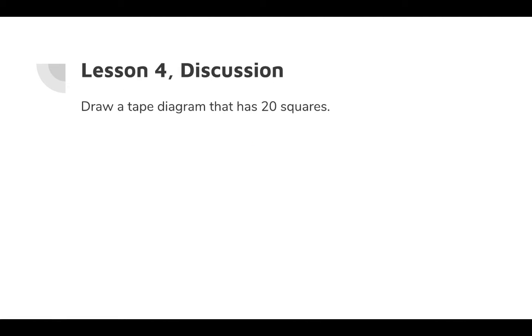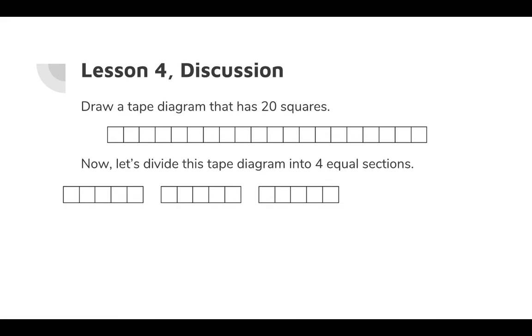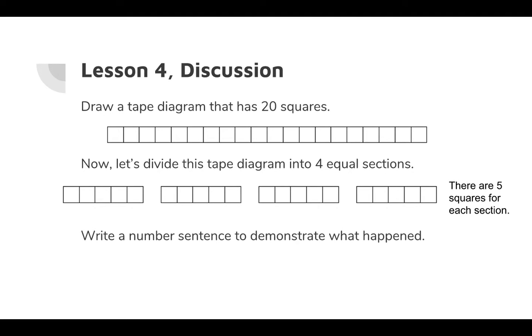Let's draw a tape diagram that has 20 squares. Here's our tape diagram. Now let's divide this tape diagram into 4 equal sections. Here's 1, 2, 3, 4. By the way, remember this says discussion, so I want you to be listening to this portion. Okay, going back. We have our 4 equal sections, and there are 5 boxes in each equal section. Now write a number sentence to demonstrate what happened.